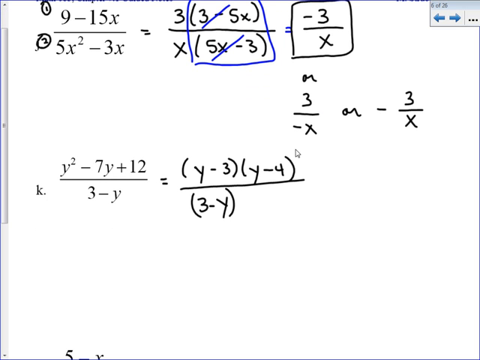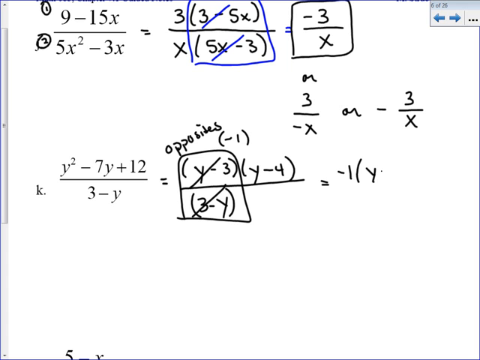So what could I cancel here? y minus 3 and 3 minus y. But do they match exactly? No. The order matters when you have subtraction. But other than that, they look pretty close. These are our opposites, which means I can cancel them, but what's left behind? Negative 1. So it's negative 1 times y minus 4, which if you distribute is negative y plus 4.